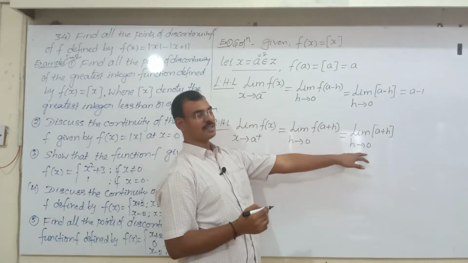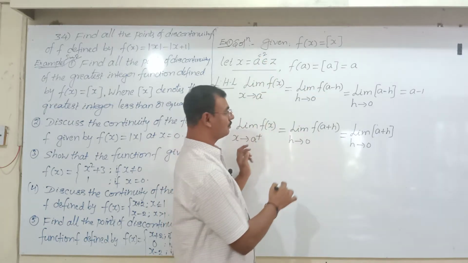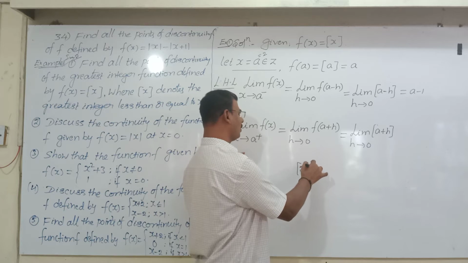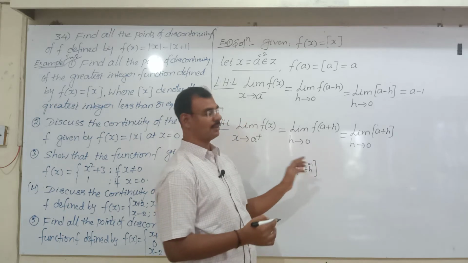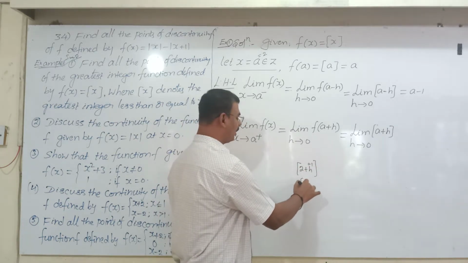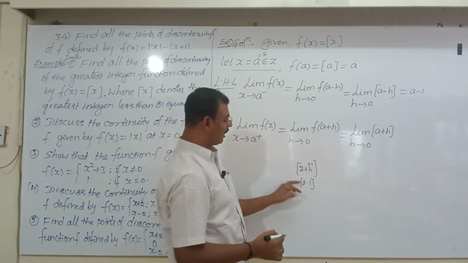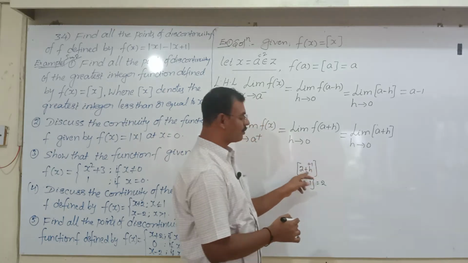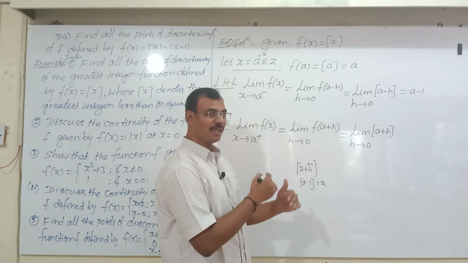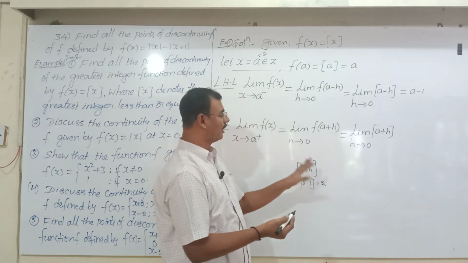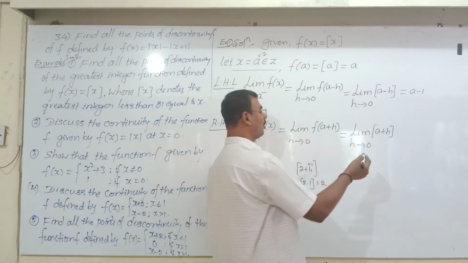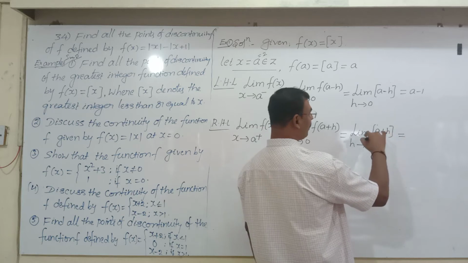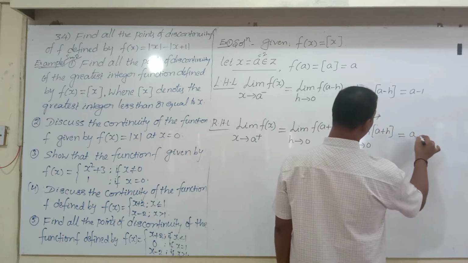For sake of understanding, once again take the number 2. Greatest integer of 2 plus h. H is any small number, so it is 2 point something, that is 2.1. What is the greatest integer of 2.1? That is 2. If you take any small number added to 2, it is 2 point something, and the greatest integer of 2 point something is 2. So the greatest integer of a plus h, a plus something, is equal to what? A.